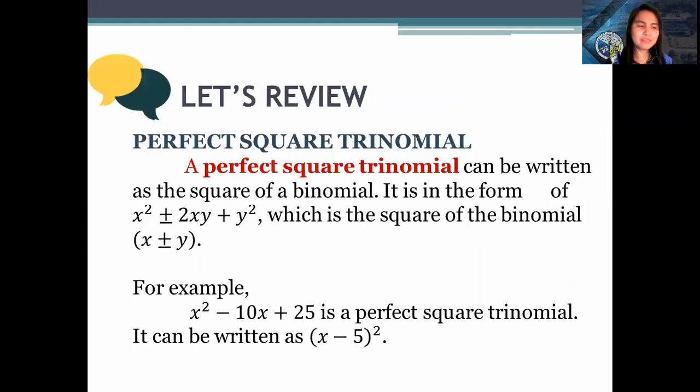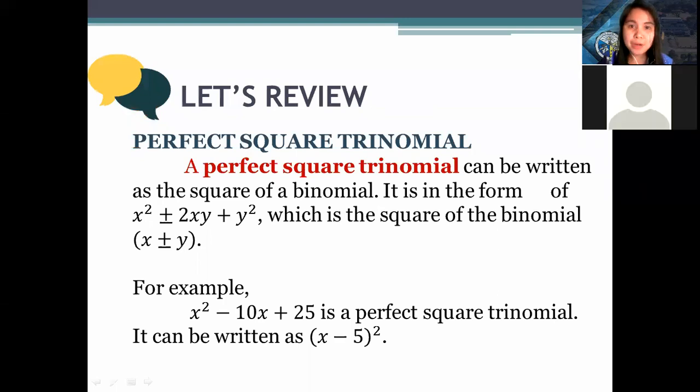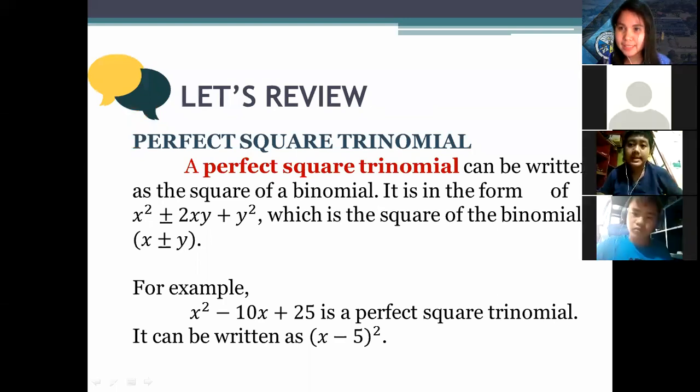Now, let's have a very brief review on a perfect square trinomial. Now, what is a perfect square trinomial? You have this in your grade 7 and grade 8 math lessons. So let's have a very brief review on what a perfect square trinomial is.